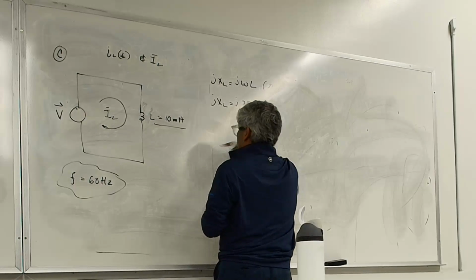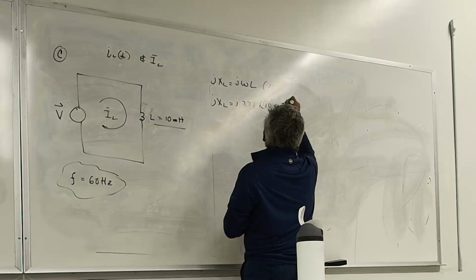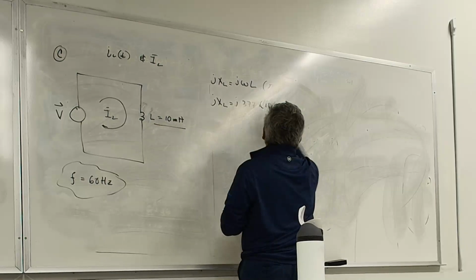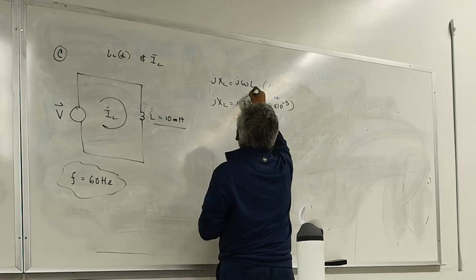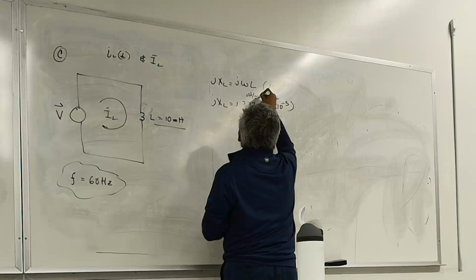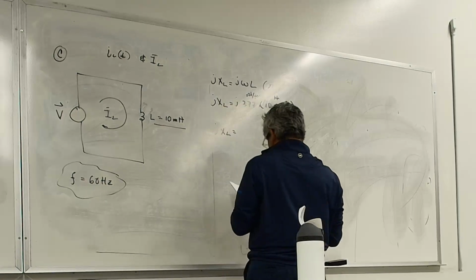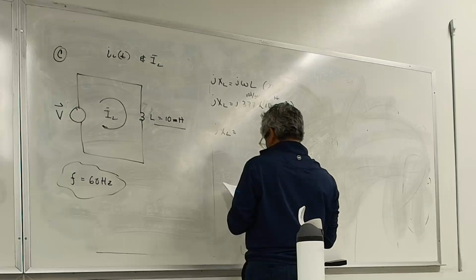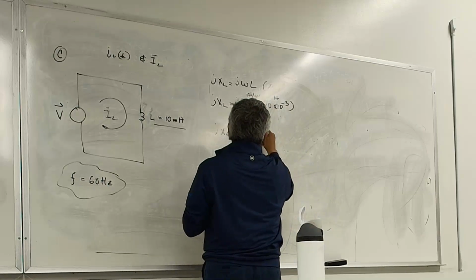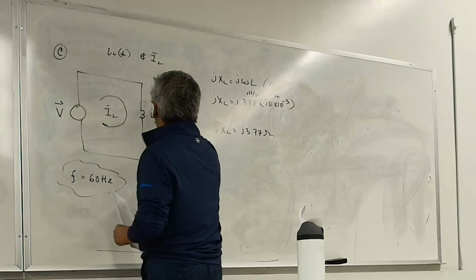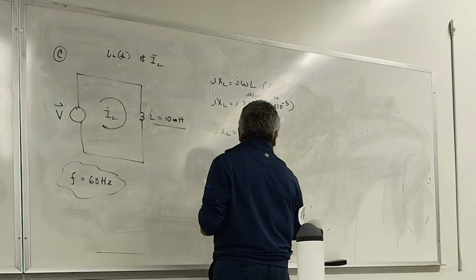times 10 to the minus 3 because it's milli, so I wanted this to be in Henry. So this is in Henry, this is in radians per second, right? So if you do this, jXL is equal to j3.77 ohms.